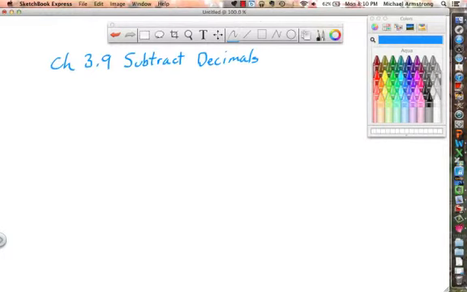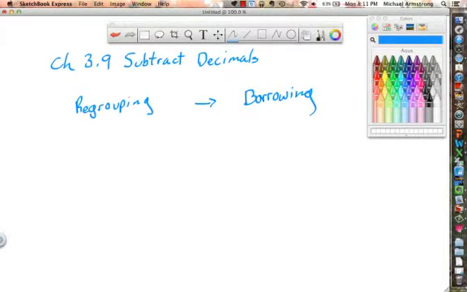Okay, chapter 3.9, subtract decimals. This is very much like yesterday's lesson 3.8 on adding decimals. It's also stuff that you're used to doing that you probably remember how to do from last year. At least you know how to subtract. You may not have done it with decimals before. And the only thing we need to watch out for is regrouping, which is sometimes called, and you might have heard it called, borrowing.